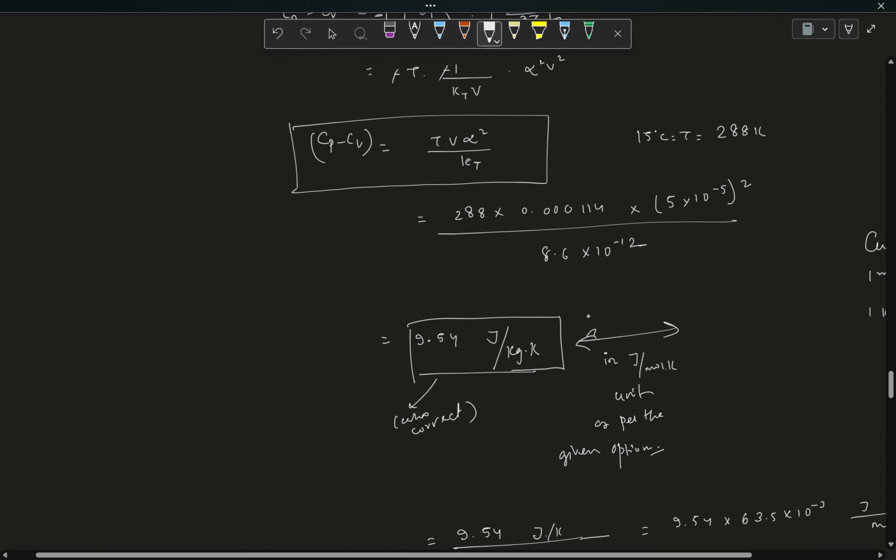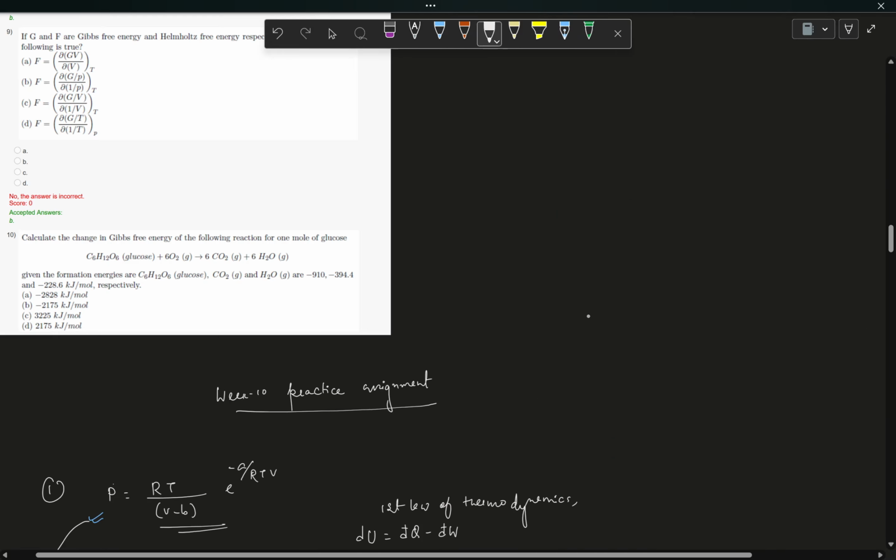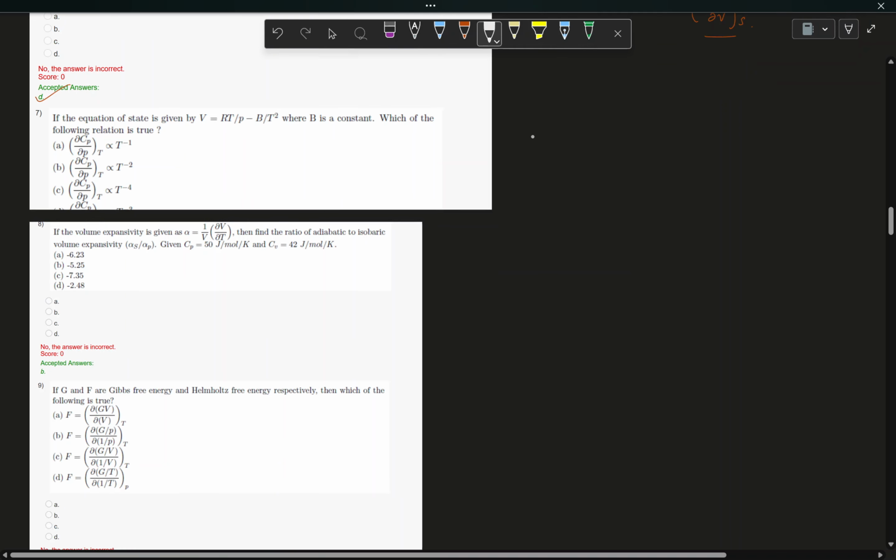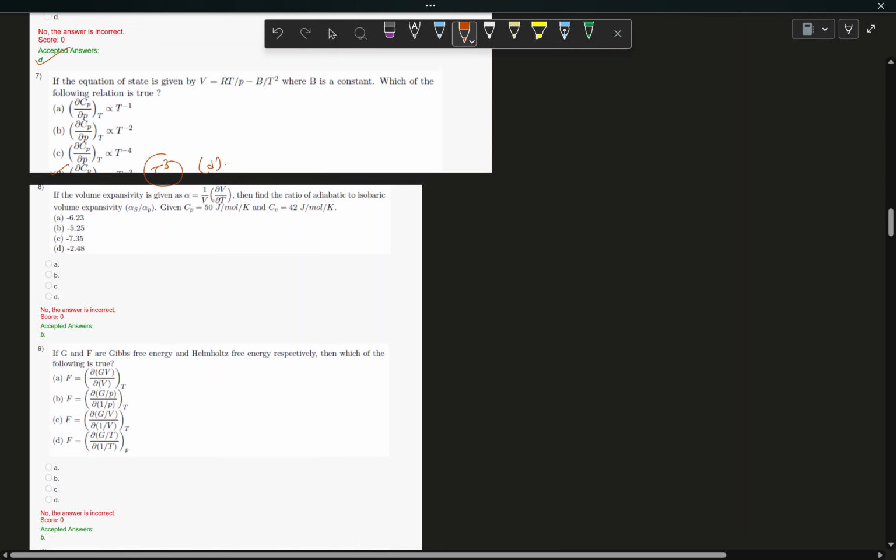Let us match the answer. Option number D is not correctly visible here, but this is the option that is T to the power minus 3, which was given in the second last option. So option number D is the correct option.